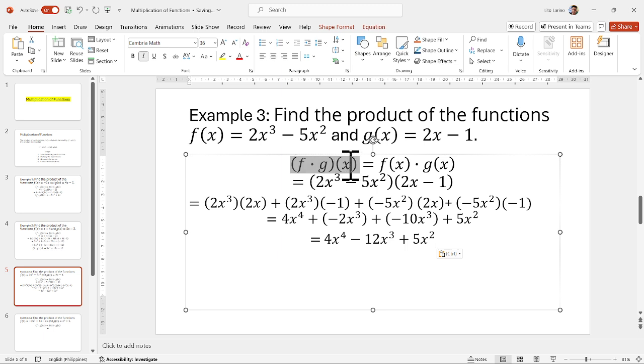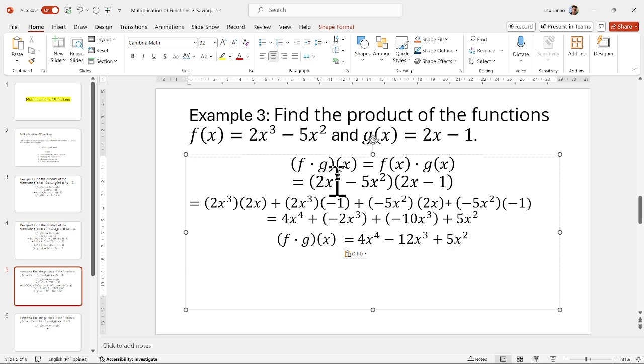Okay, so there we have it. The product of the two functions f of x equals 2x cubed minus 5x squared, and g of x equals 2x minus 1 is 4x to the fourth minus 12x cubed plus 5x squared.